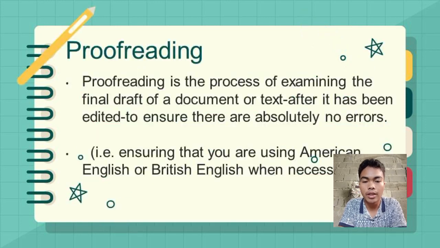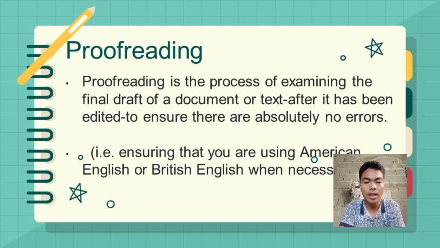Now let's proceed to proofreading. Proofreading is the process of examining the final draft of a document or text after it has been edited to ensure there are absolutely no errors. Proofreading is often the final step in the editing process and is usually done after a document has been revised and edited for content and style. Proofreading can be done manually by reading the document carefully. It could also be done with the help of tools such as spelling and grammar checkers.